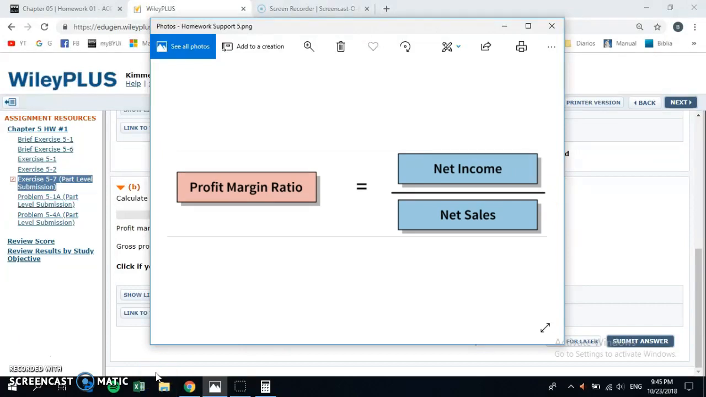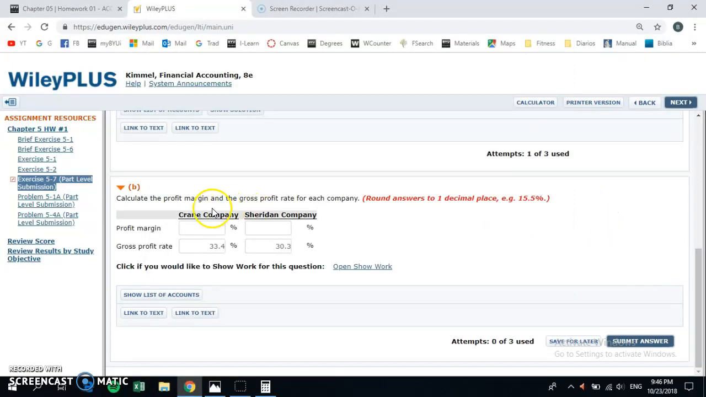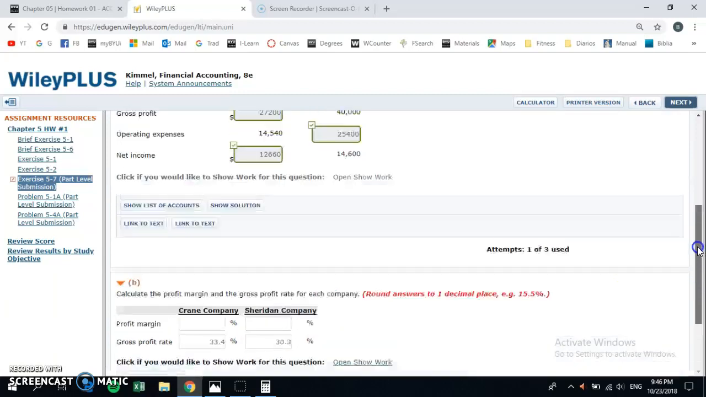Now we're going to calculate the profit margin, which is a number that is equally important because this one takes into account the operating expenses. In other words, it doesn't just tell you how good your selling price is compared to your cost, but it also tells you how much money you're spending in selling your products. So operating expenses are very important, and this ratio takes them into account. The profit margin ratio is calculated by dividing net income by net sales. This one's pretty easy.